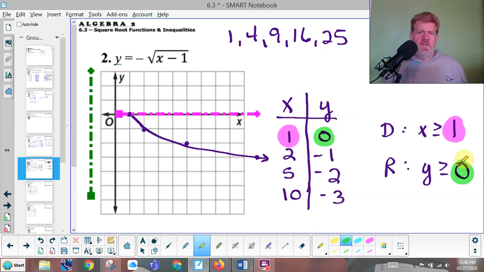Now, will that always be the case for a square root function? It will. It just depends on which way you're going, left or right. And that depends on the function itself and the graph. Let's do a couple more.